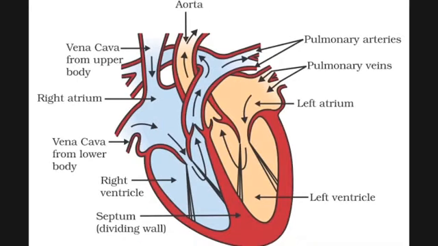So I will label the 4 sections of the heart as RA for right atrium, RV for right ventricle, LA for left atrium, and LV for left ventricle. This is just for the easier understanding of the diagram.